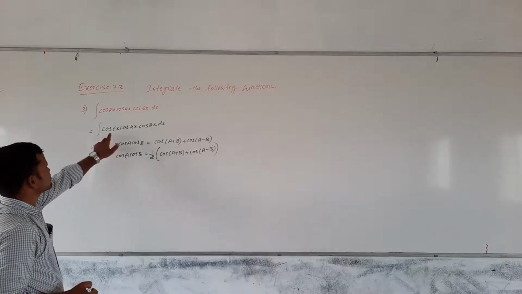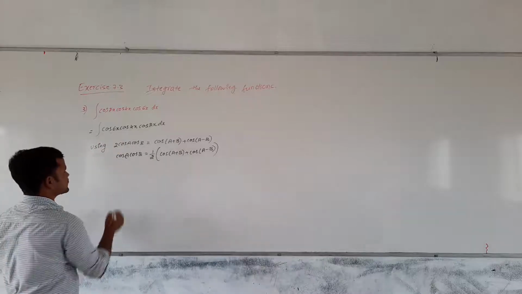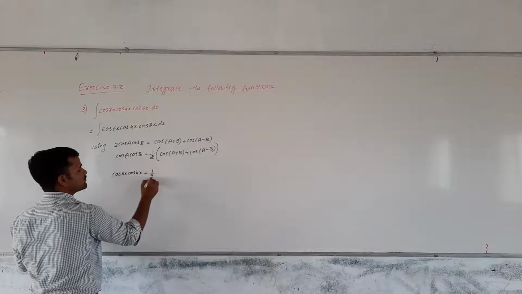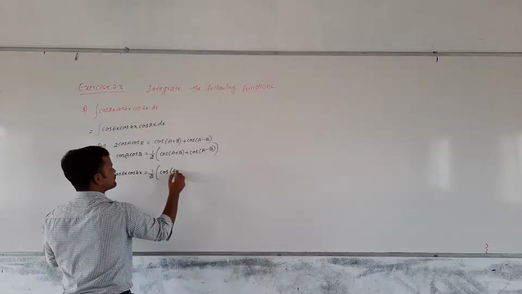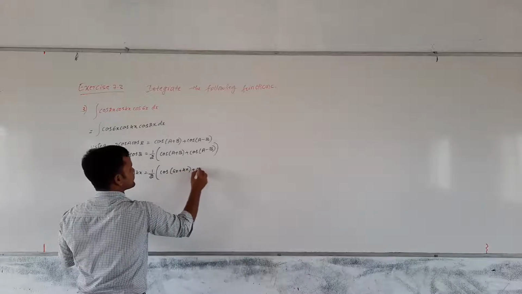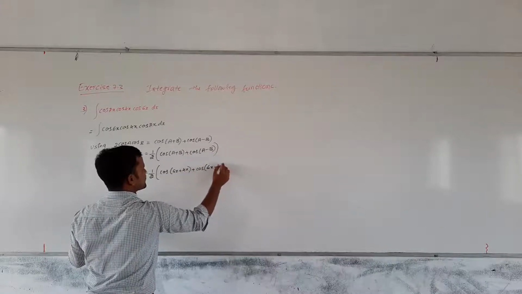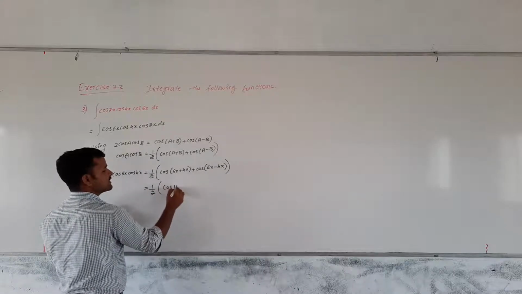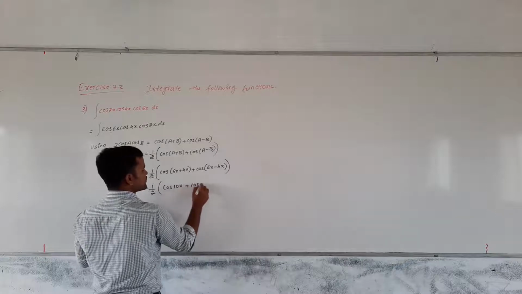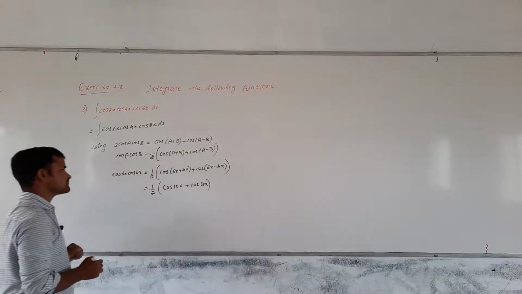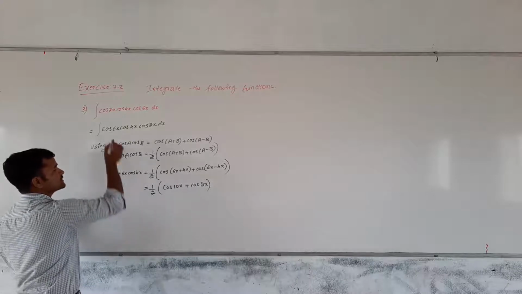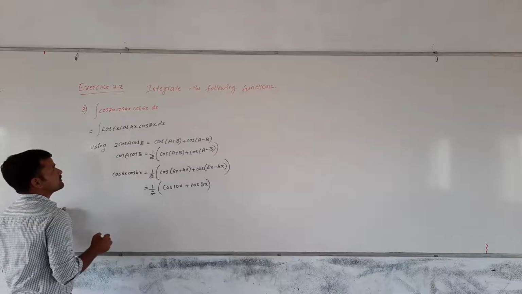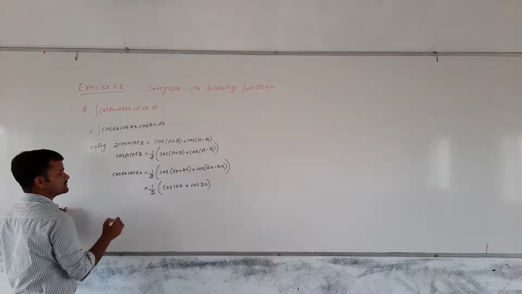Okay. Here, first of all, I will take this cos 6x and cos 4x. Cos 6x into cos 4x is equal to 1 by 2 times cos of 6x plus 4x plus cos of 6x minus 4x. 1 by 2 times, this is cos 10x, this is cos 2x. What is this? This is cos 6x into cos 4x.